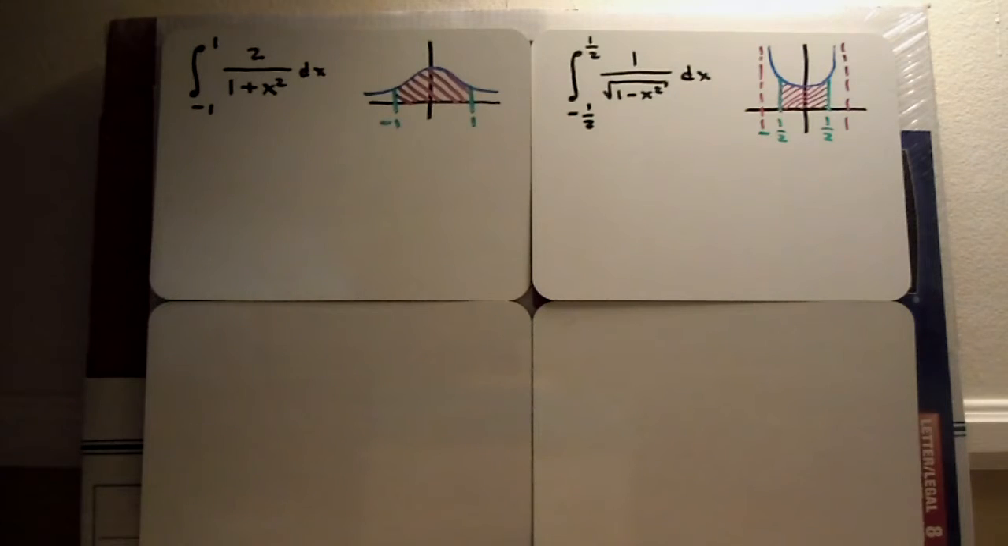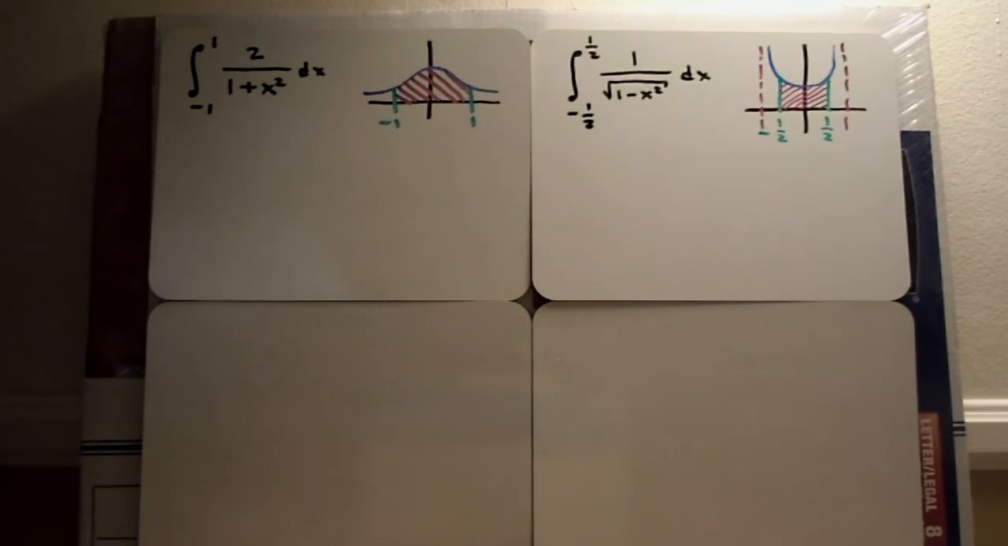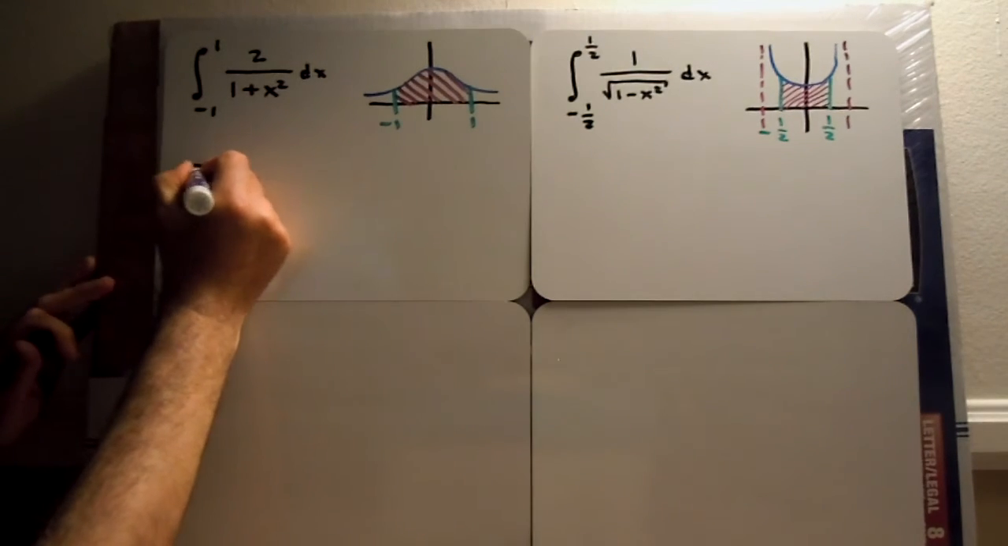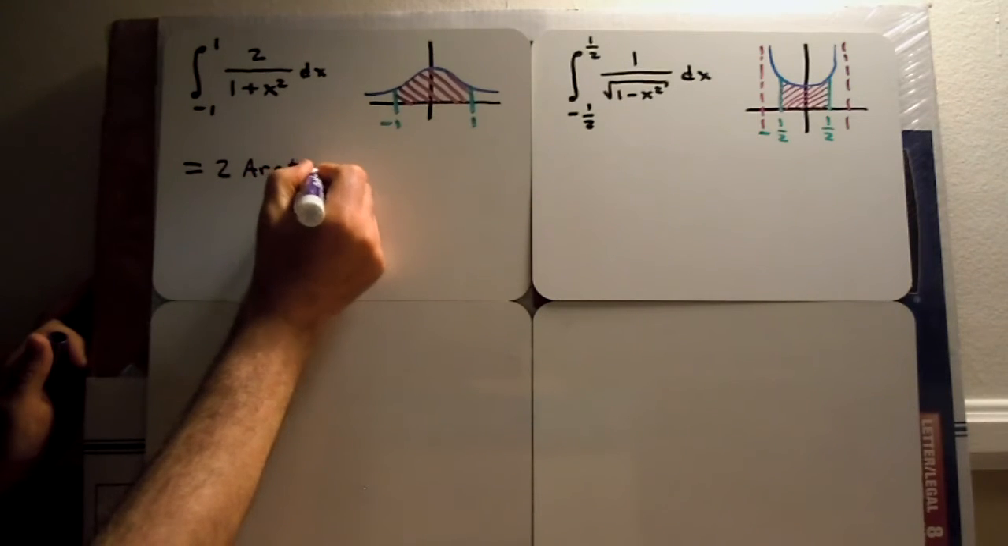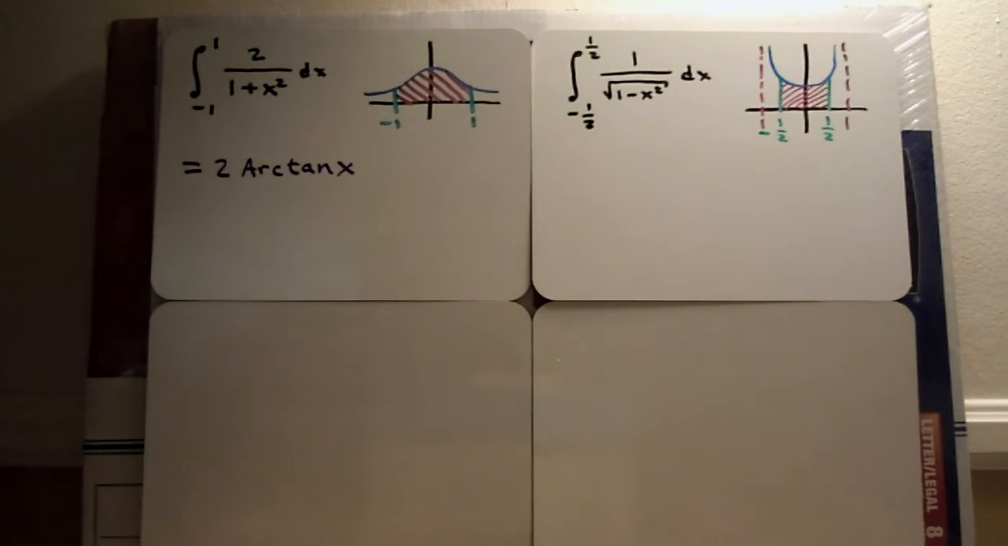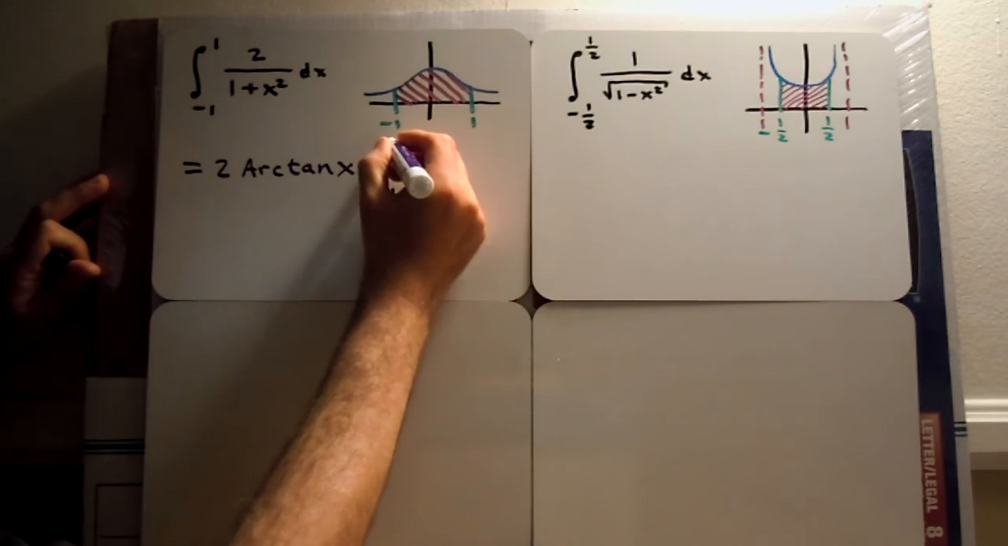So assuming that you've paused the video and given it a try, let's go ahead and show these somewhat simple but very interesting definite integrals. First of all, we have 2, but the integral of 1 over 1 plus x squared is equal to the arctangent of x, because remember that the derivative of arctangent of x is 1 over 1 plus x squared, evaluated from negative 1 to 1.